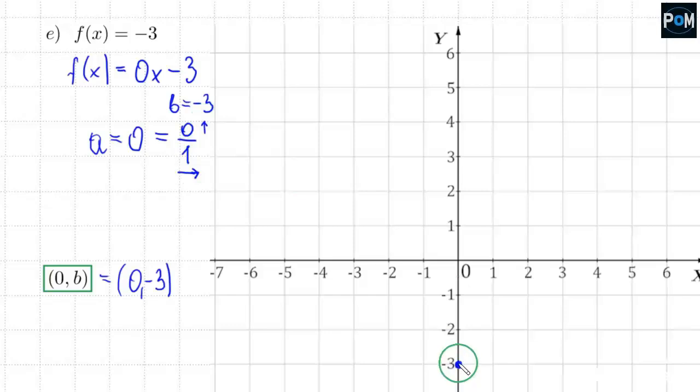From this point, we move 1 to the right and 0 up. It's here. Again, 1 to the right and 0 up. It would be the same in the other direction, and we can draw the graph of this function. The function f of x equals negative 3. This is a constant function, so its graph is parallel to the x-axis. It is horizontal.